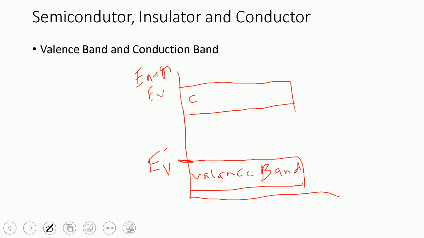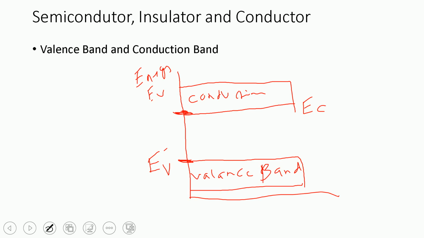So this is the conduction band, and this level, the lower level, is the lowest energy of the conduction band. This is represented as EC. So EC is the lowest energy level of the conduction band. EV is the highest energy level of the valence band. So there are two bands, the conduction band and the valence band.